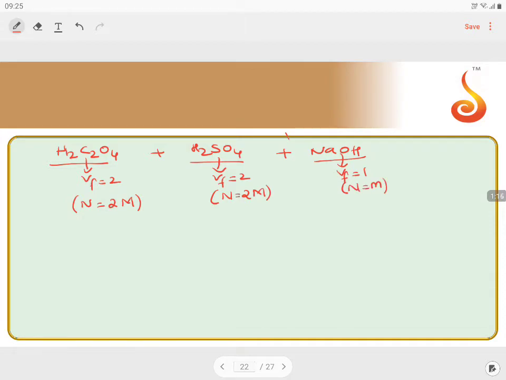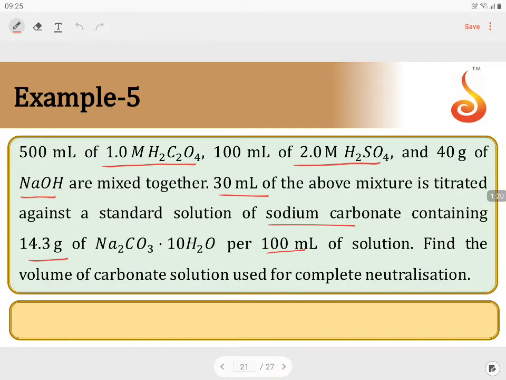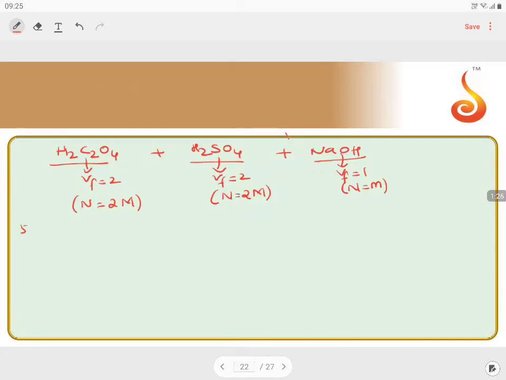Now the data which is given, let us come back: 500 ml of 1 molar, 100 ml of 2 molar, and 40 grams of NaOH. This is all the data we have with us.